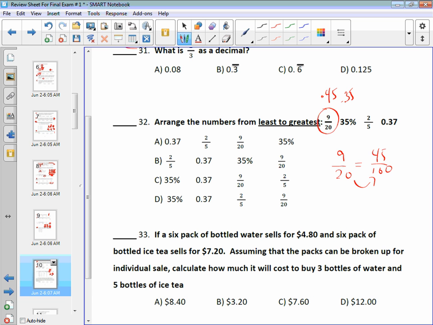2/3 is what fraction? Paige? I'm sorry, it's 2/5, and you would be right. Or 0.40. And then 0.37 is the same. Now they're all decimals. When you arrange them from least to greatest, and make sure that it's least to greatest, don't reverse it, you wind up with, I believe, D. D is the answer.